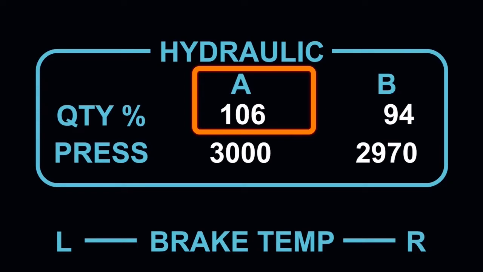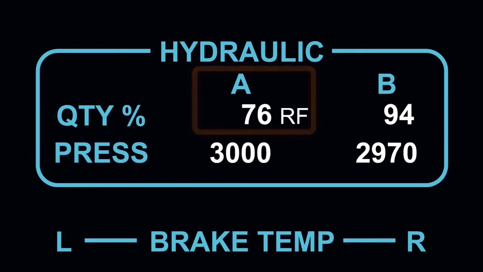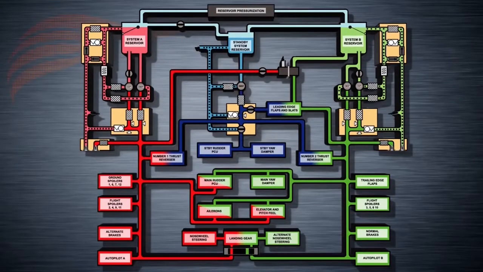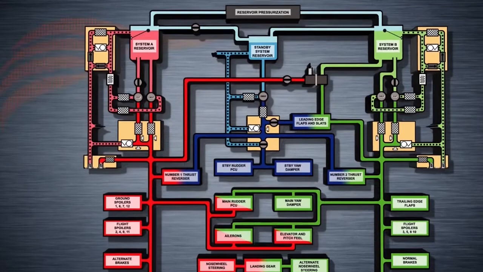the quantity dips as low as 76% or below, a white RF or refill indication appears beside the related quantity indication. The refill indication is inhibited in flight and appears only when the aircraft is on the ground with either the flaps retracted or both engines shut down.